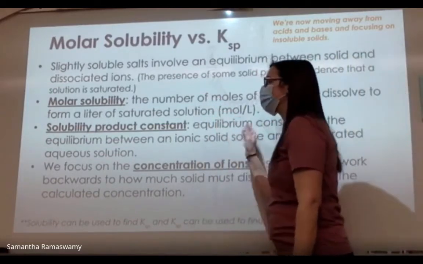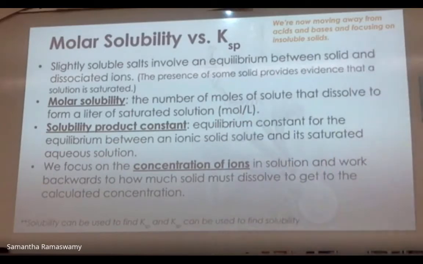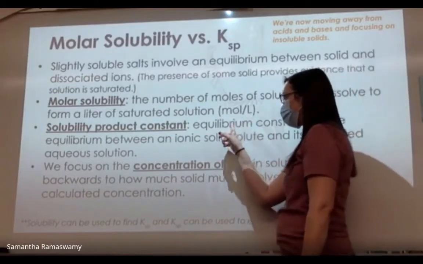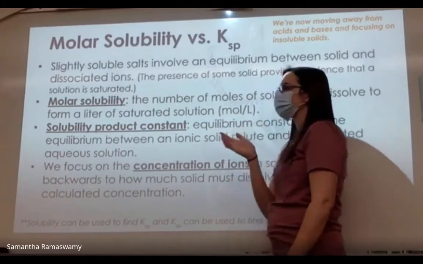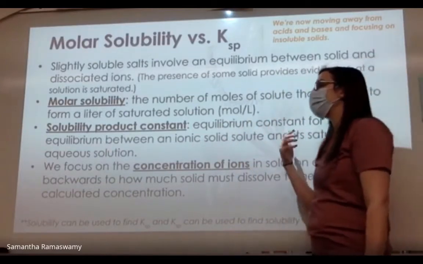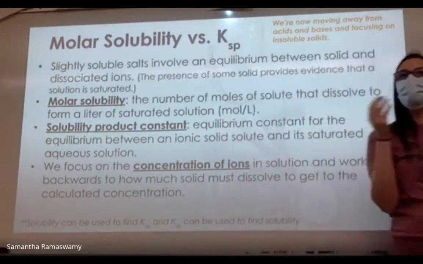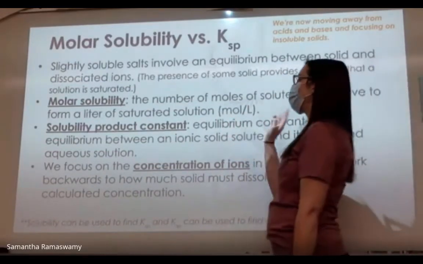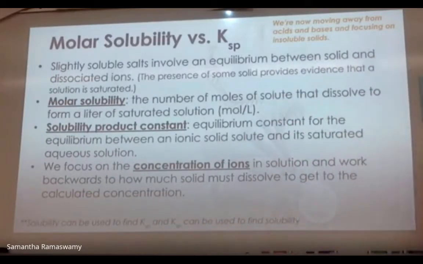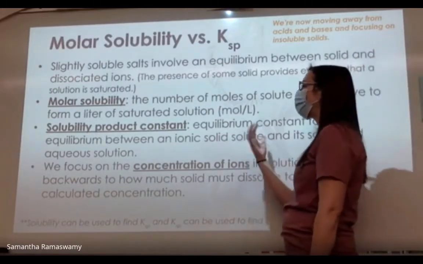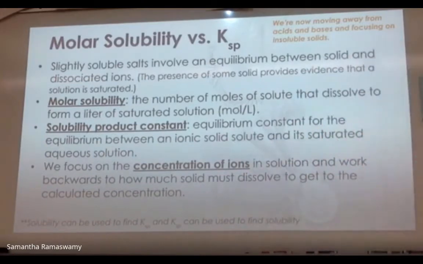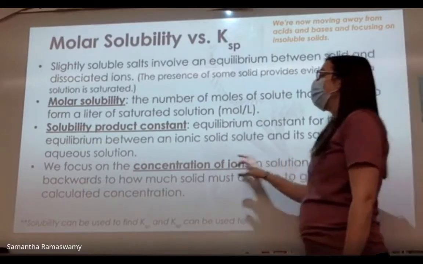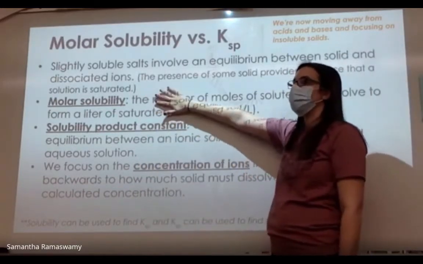Then we have a couple terms that we focus on. One of them is molar solubility. Molar solubility is the number of moles of solute that dissolves to form a solution. It looks similar in terms of units: moles per liter, which we know as molar. Technically, solids don't have true concentrations in equilibrium, which is why we don't include them. But based on the number of ions in solution, we can figure out how much solid dissolved. The goal of using molar solubility and Ksp is to figure out how much of what we consider an insoluble solid actually dissolves in solution. Molar solubility is that: how much solid dissolves.